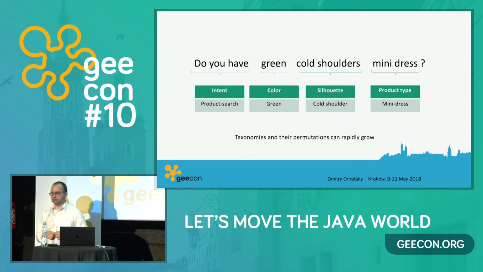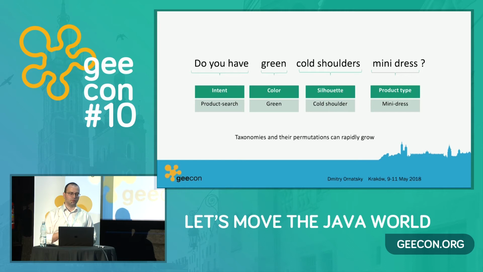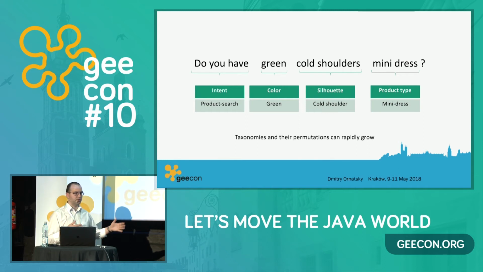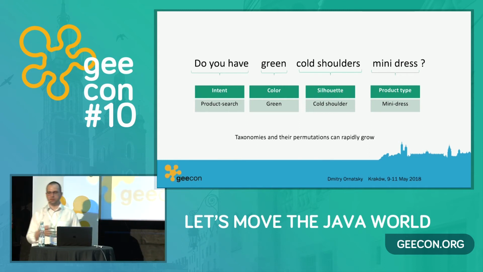And this is an example of how this kind of reasoning might go. So, do you have green cold shoulder minidress, right? Do you have is a sign that you want to make a request. You're looking for a particular product. Green is obviously a color.